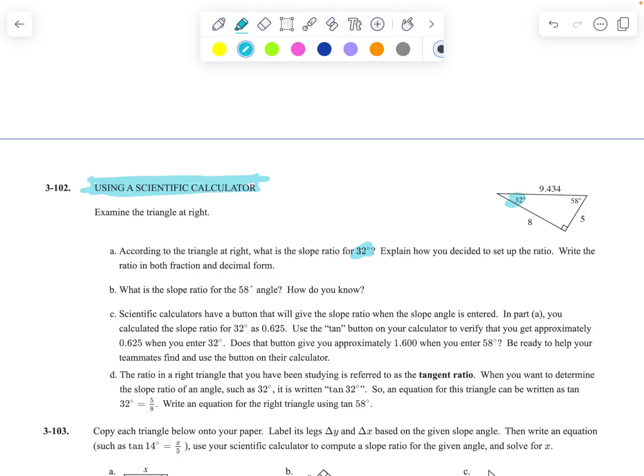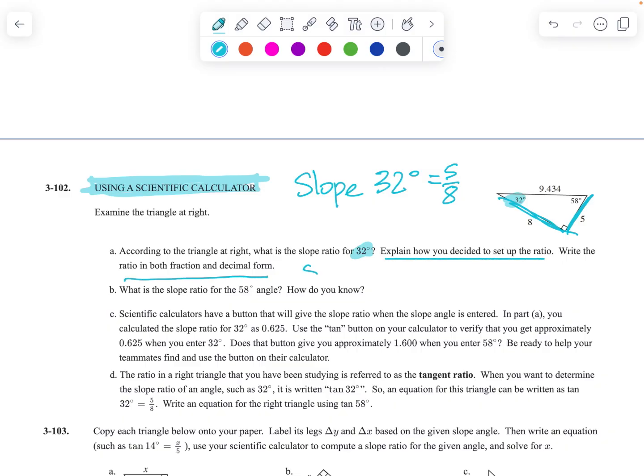Okay, if I look at my 32, my slope ratio for 32 degrees is rise over run. And my rise for this 32 is 5, and my run is 8. It says, explain how you decide to set the ratio. We did rise over run. Write the ratio in both fraction and decimal form.